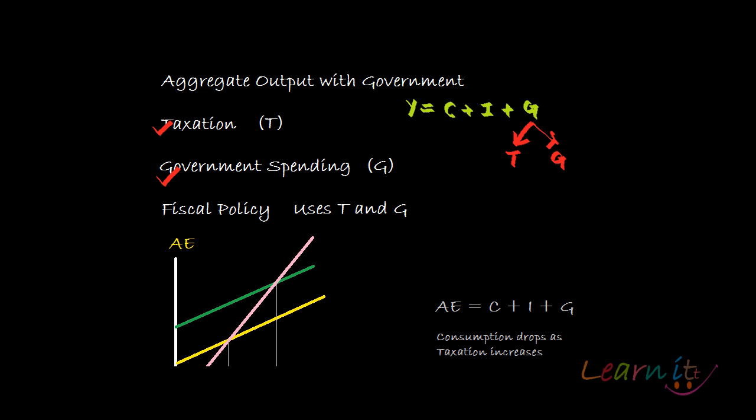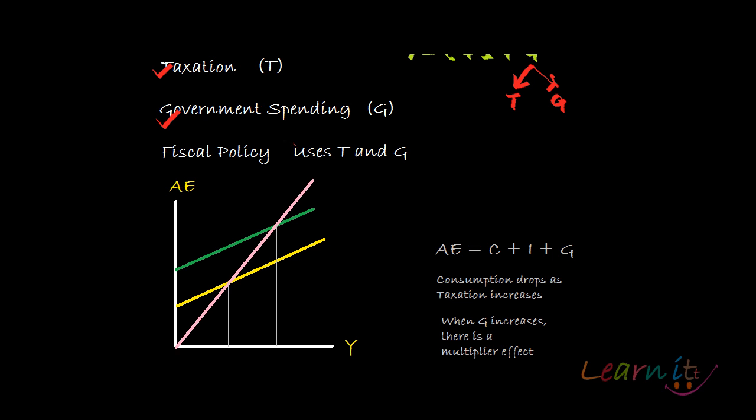Now how do they affect aggregate output as such? Say, for example, this is our initial level of aggregate expenditure where Y is equal to C plus I plus G1. This is the level of the aggregate expenditure at which the government expenditure is G1. Suppose this increases to G2. The level of government expenditure in this economy increases.